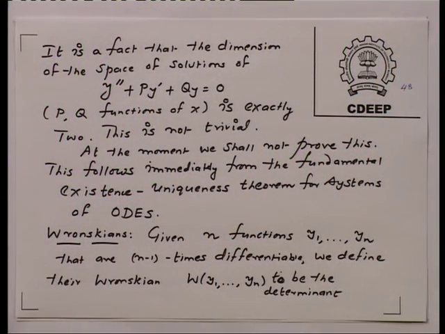It is a fact that the dimension of the space of solutions of y double prime plus py prime plus qy equal to 0 is exactly 2, but this is not trivial. We need to appeal to the fundamental existence uniqueness theorem. Essentially, the uniqueness part shows that the dimension cannot exceed 2, and the existence part tells you the dimension is at least 2. So, the two of them combine to show that the dimension is exactly 2.